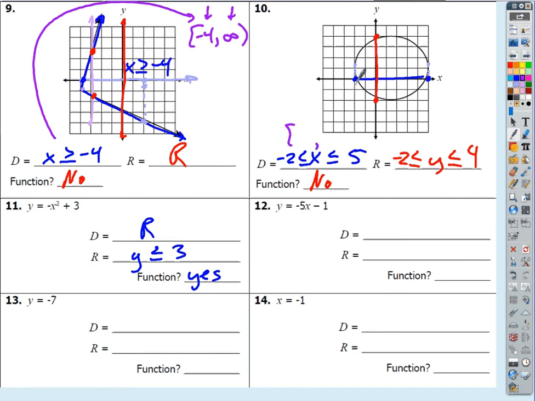Okay, I have to have a bracket because it's a solid endpoint. I'm including the equal sign. Left endpoint is -2. What's my right endpoint? I need another bracket, don't I? Now what about the range?